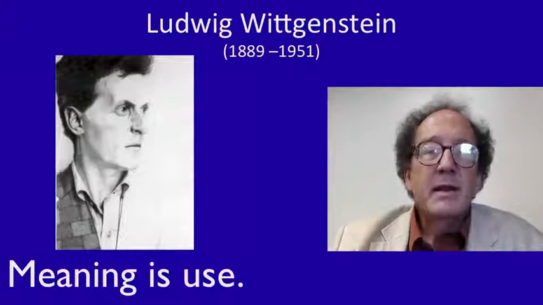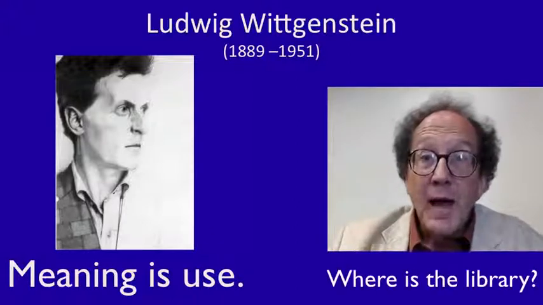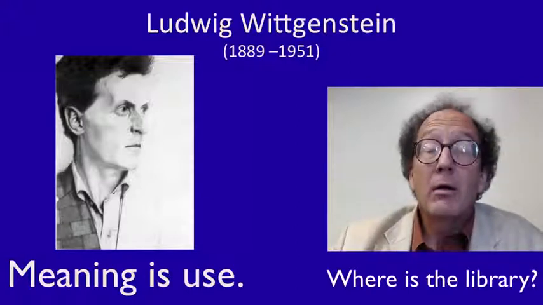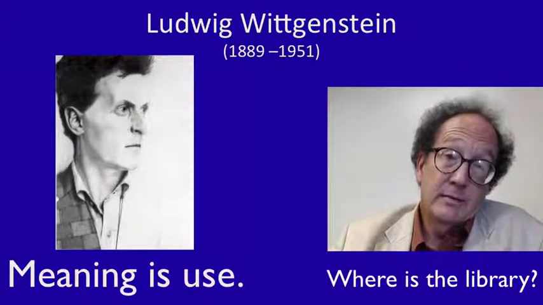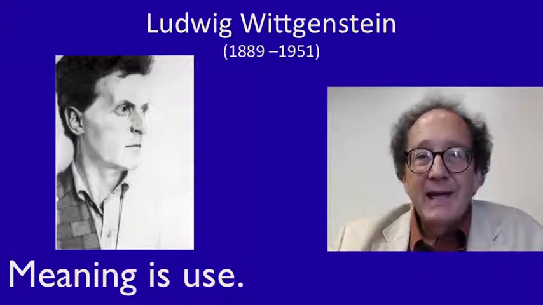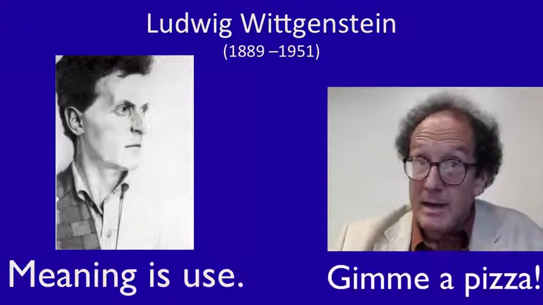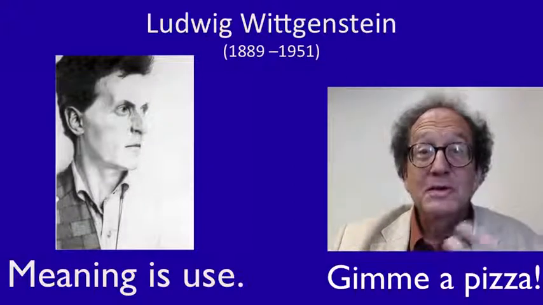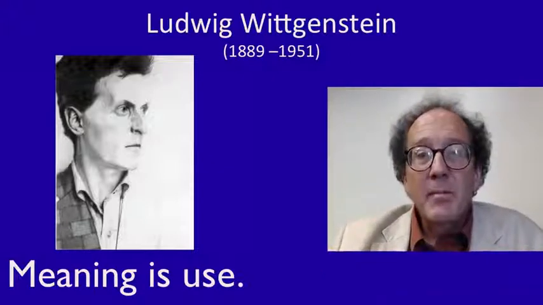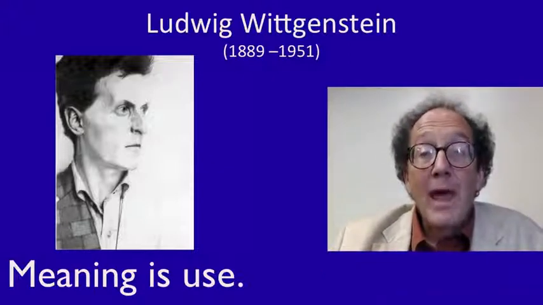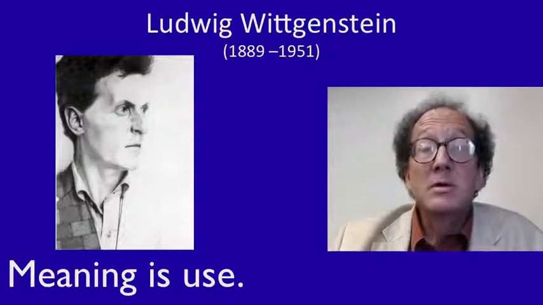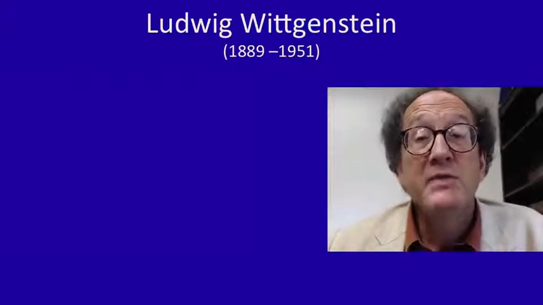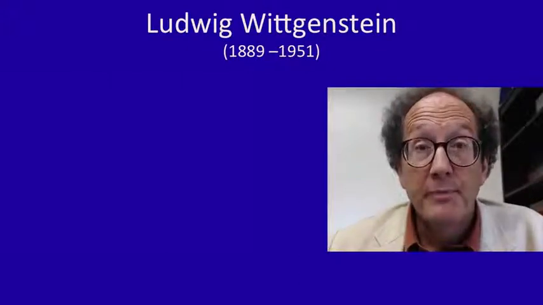If you want to understand the meaning of the question, where's the library? The answer is, well, that question is used to inquire about the library, to ask where the library is. If you want to understand the meaning of an imperative like, give me a pizza, then that is a way of ordering a pizza. You're using that phrase to order a pizza. So the meaning of the phrase is given by the way those words are used in normal situations by competent speakers of the language. And this point about meaning being used is very important to the language of argument.